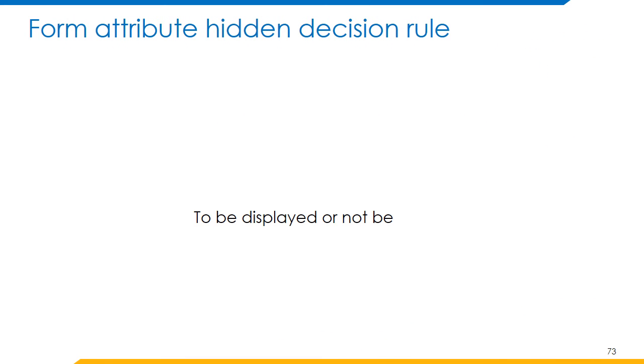Form attribute hidden decision rule. The field mode determines whether this field should be visible or invisible. The inputs provided to this rule are similar to the previous rule, but here the output, which is a Boolean value, shall be determining if the field shall be visible to the owner or invisible to the owner.